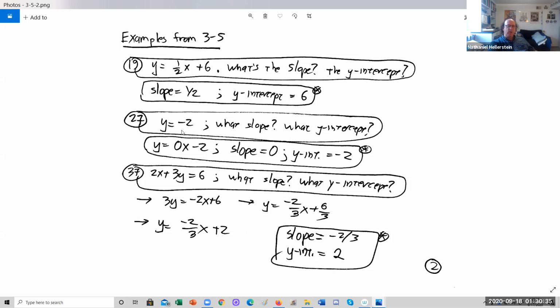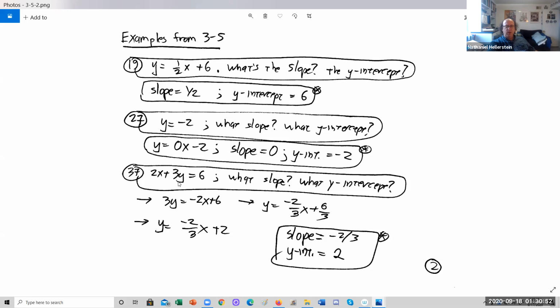Here's the line y equals -2. What's the slope? What's the y-intercept? Well, we can rewrite this as y equals 0x minus 2, and you read off the slope. The slope is 0. It's a horizontal line. The y-intercept is at -2.